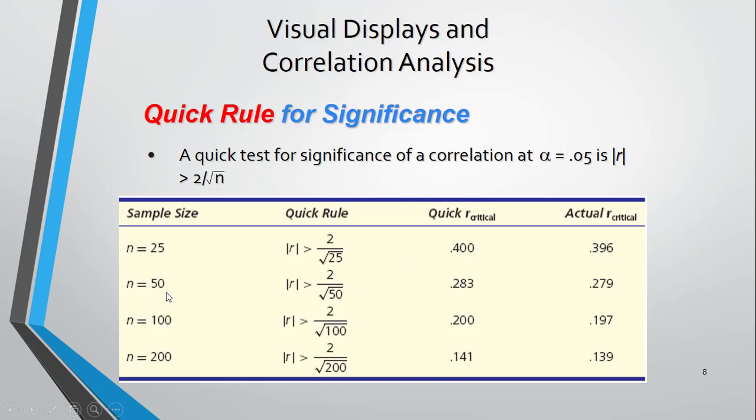When n is 50, the quick rule is the absolute value of R should be larger than 2 over the square root of 50. We can calculate that square root, and 2 over that gives you 0.283. The actual number is 0.279, quite close. In the case where n is 100, the quick rule R is 0.2, actual 0.197. For 200, the quick rule is 0.141 versus the actual value of 0.139. So it's quite close. We can just use the quick rule to test for that.